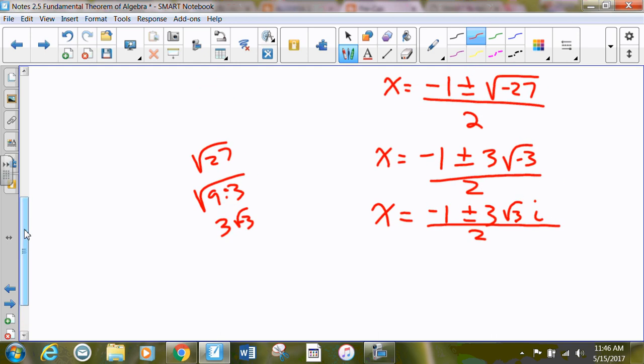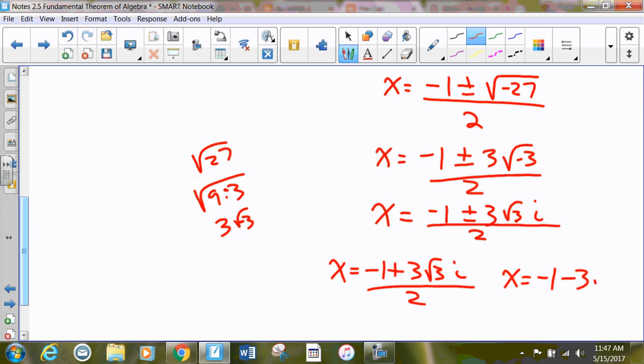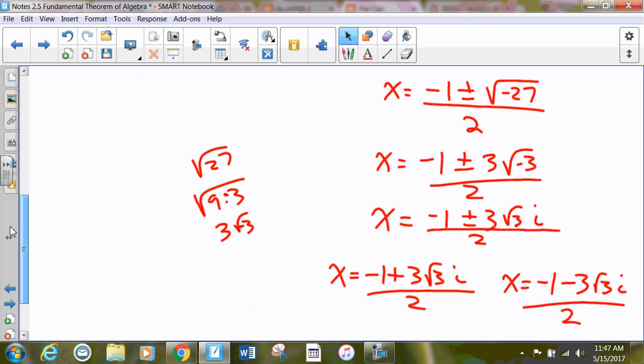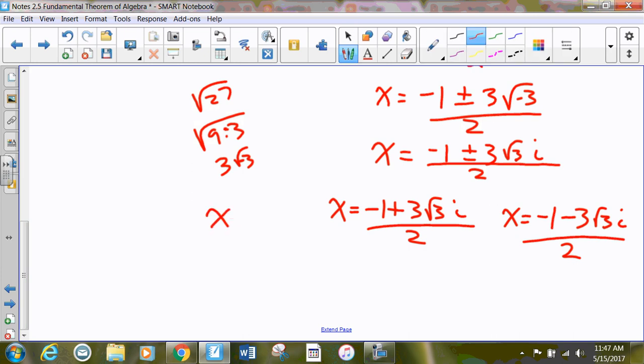So let's see, it wants to know the zeros. This is going to give me 2 zeros, right? Either x equals negative 1 plus 3 root 3 i over 2, or the other zero is x equals negative 1 minus 3 root 3 i over 2. And then let's not forget our zero from way up here from synthetic division, x equals 1. That's our other zero. So look at that. We've got 3 zeros, just like we were contemplating in the beginning of this tutorial. Counting complex numbers, we will have exactly the amount of zeros that our highest exponent is equal to.